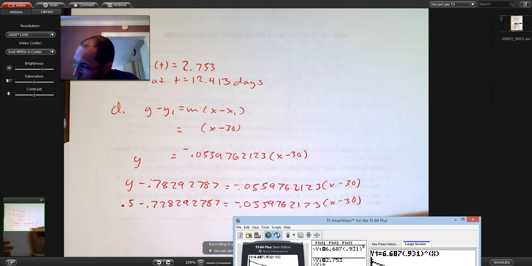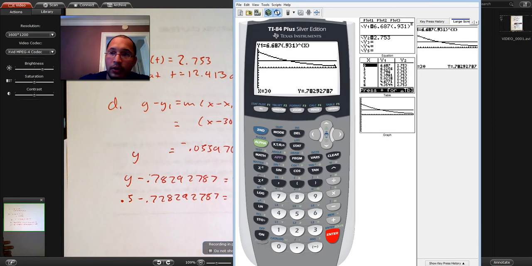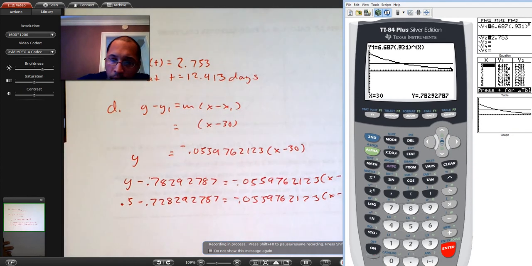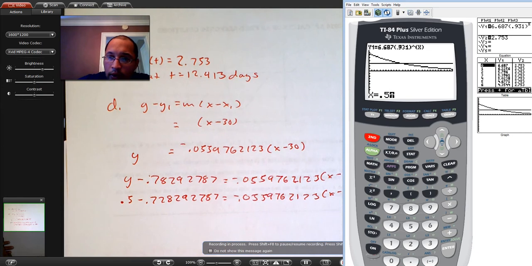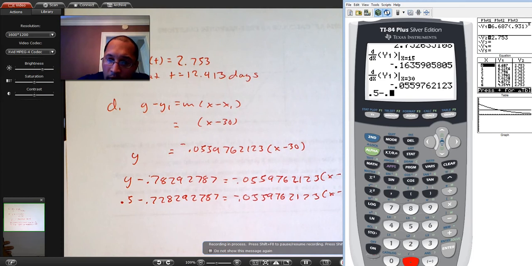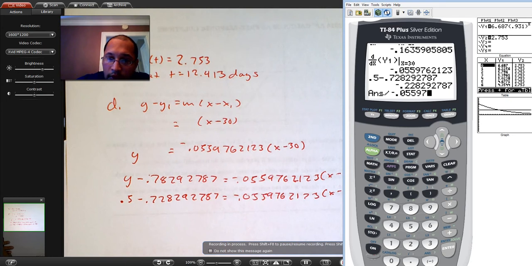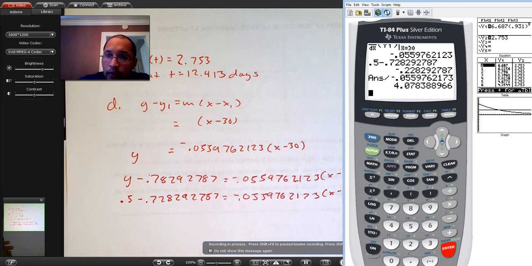Okay, so now is where the calculator becomes king. Okay, so right here, 0.5 minus 0.728292787, enter. I'm going to divide that by negative 0.0559762173, enter, and I'm going to add 30. Just solve them backwards. 34.0798.